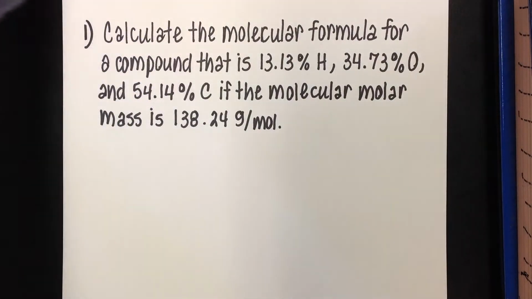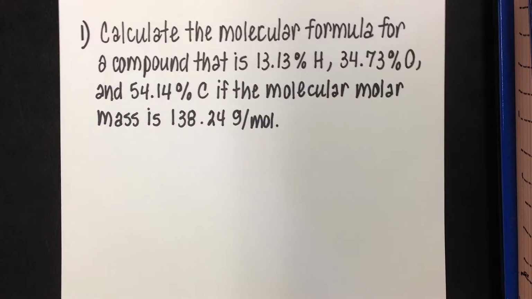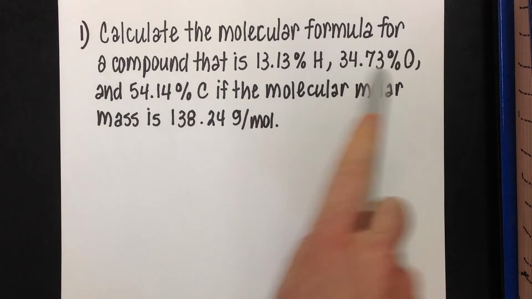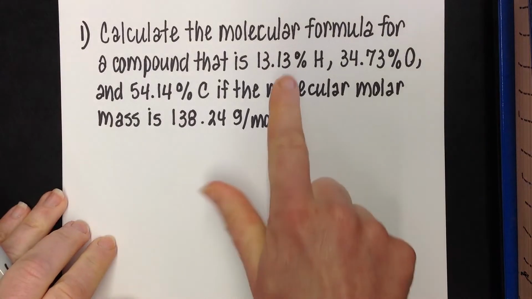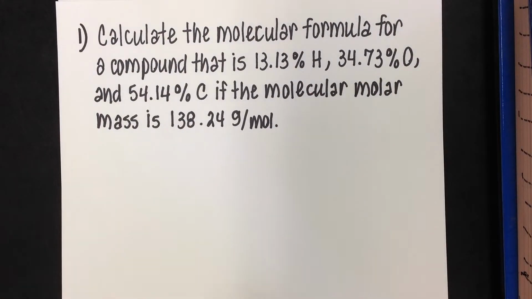Number 1 says, calculate the molecular formula for a compound that is 13.13% hydrogen, 34.73% oxygen, and 54.14% carbon if the molecular molar mass is 138.24 grams per mole. So the first thing we're going to do here is calculate the empirical formula by using the percentages that were given to us in the problem. So the first step is to convert all of the percents to grams, and you just say, hey, I'm treating them like they're grams now, and now we're going to convert gram to mole.